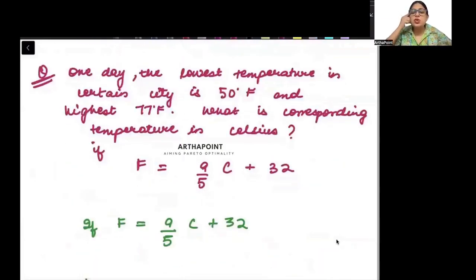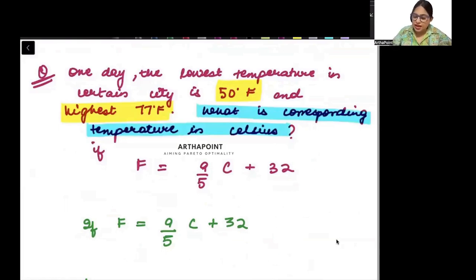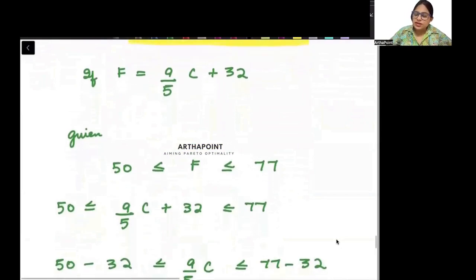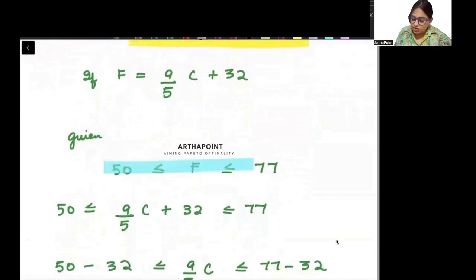So this is an example of double inequalities. It says one day the lowest temperature in a certain city was 50 degrees, right? And highest was 77 degrees. What is the corresponding temperature in Celsius? And you are given this conversion beta that F or Fahrenheit is equal to 9/5C plus 32. Okay, so try to understand this thing. You are given that in terms of Fahrenheit, the temperature is between 50 and 77.